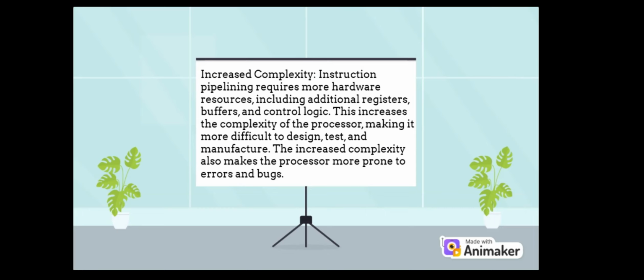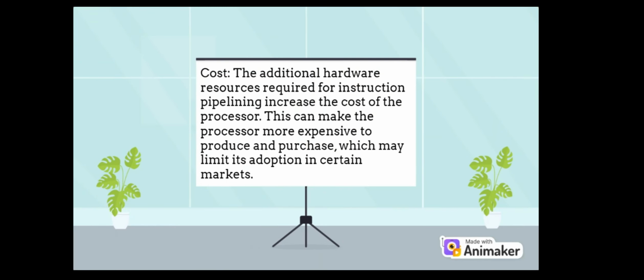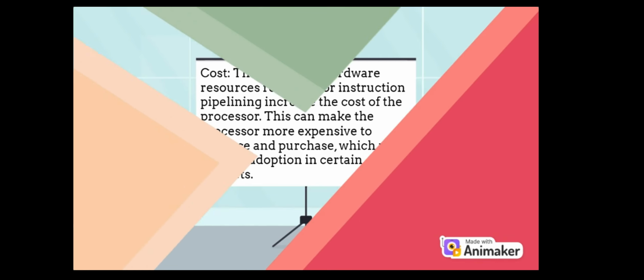Increased complexity. Instruction pipelining requires more hardware resources, including additional registers, buffers, and control logic. This increases the complexity of the processor, making it more difficult to design, test, and manufacture. The increased complexity also makes the processor more prone to errors and bugs. Cost. The additional hardware resources required for instruction pipelining increase the cost of the processor. This can make the processor more expensive to produce and purchase, which may limit its adoption in certain markets.